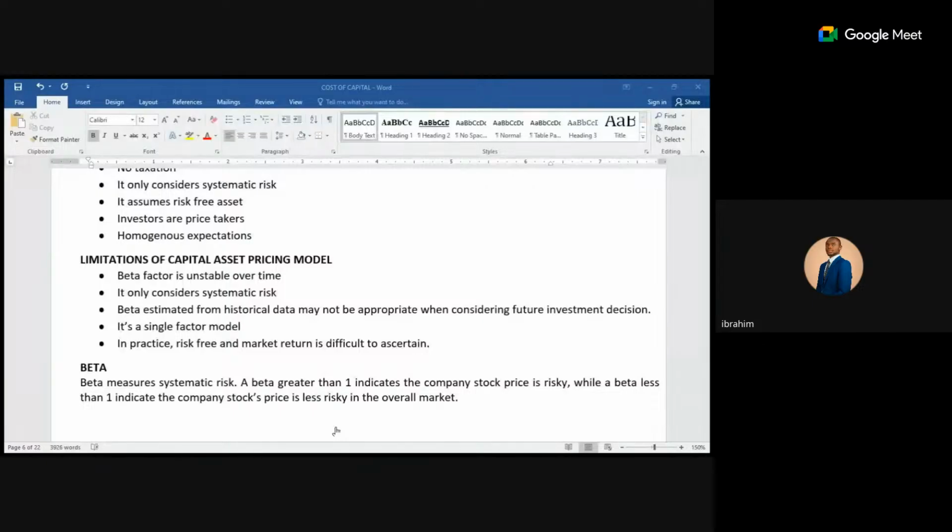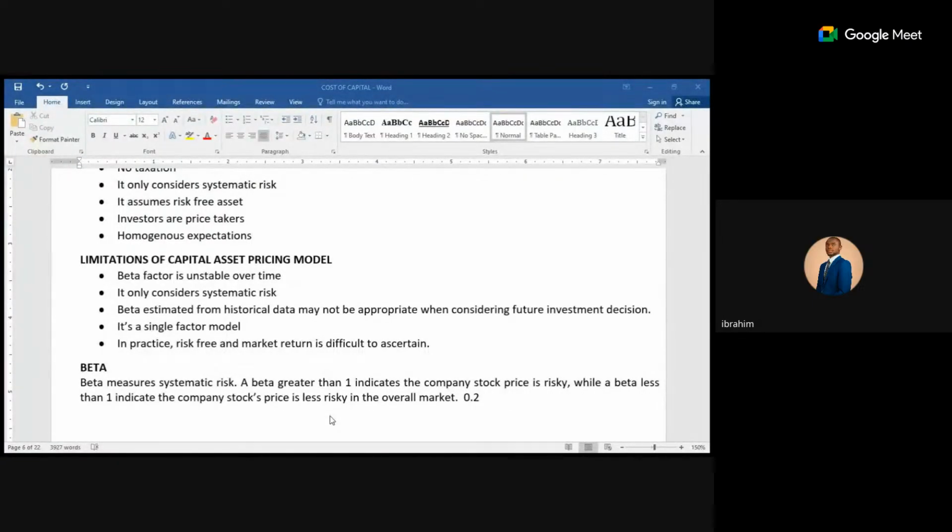So, a beta greater than 1. When you see a beta in a question, maybe a beta of 0.2, 0.2 is less than 1. And you see a beta of 2.1. What is the implication?